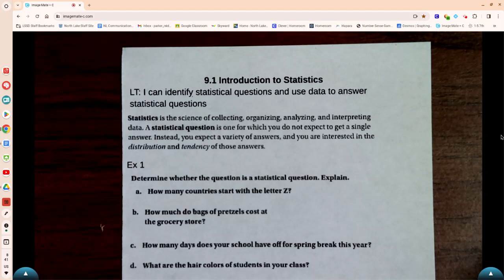A statistical question is one for which you do not expect to get a single answer. Instead, you expect a variety of answers, and so you are interested in the distribution.